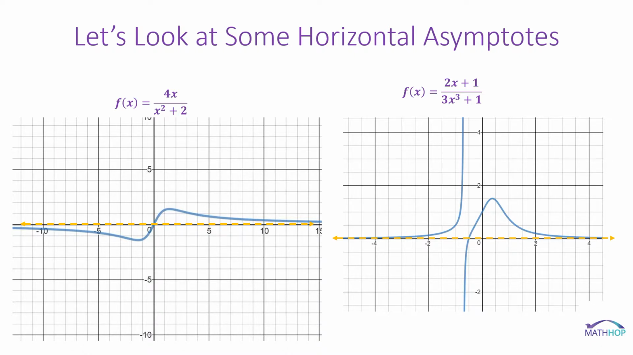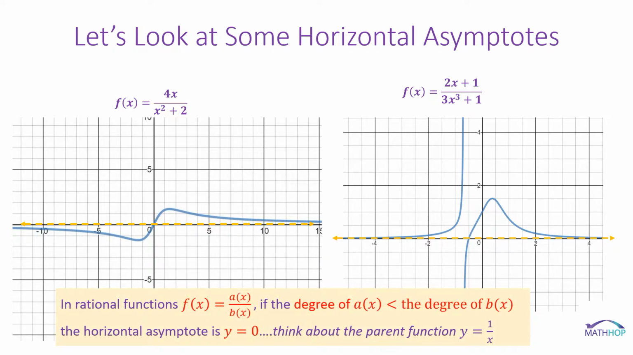So let's see the rule. In rational functions, f of x equals ax over bx. If the degree in the numerator is less than the degree in the denominator, the horizontal asymptote is y equals 0. Think about this. This is the one we introduced the lesson with. This is the one we've seen before. The parent function y equals 1 over x had a horizontal asymptote at y equals 0, and sure enough, 1 is 1 times x to the 0 power, and x is x to the first. So it had a lower degree in the numerator than in the denominator.